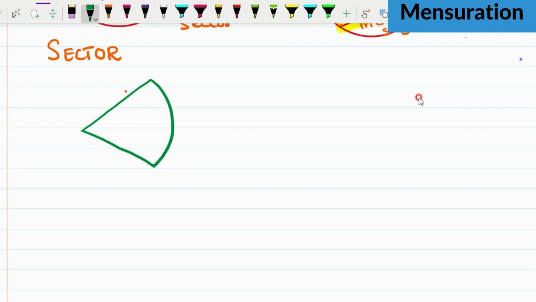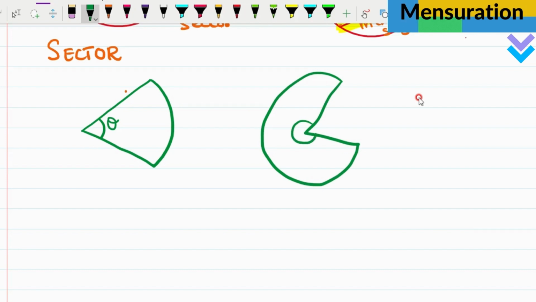Here it is. Here is the angle. Not a good drawing, but it's fine. Okay, this is what I drew. This is a Pac-Man, this is a pizza slice.